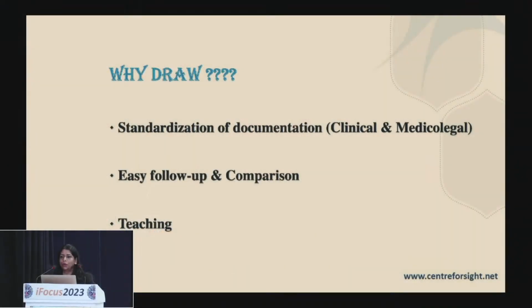So the standardization of documentation is very important. At your level you must be thinking clinical aspects are very important, but sooner you will be in clinical practice and you will know how important the medical legal aspects are. Then easy follow-up, of course, and comparisons. You might not follow up your patient every day, so your colleague will be following up. If you made a very good corneal drawing, then it's very easy to follow up. Then teaching, like I'm doing here, and you will do it sooner or later in future.